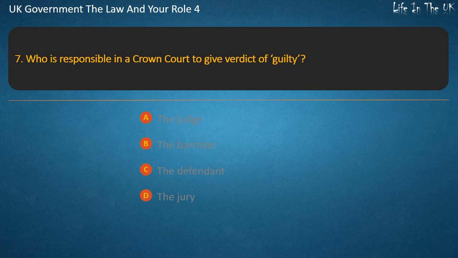Question 7. Who is responsible in a Crown Court to give verdict of guilty? The judge. The barrister. The defendant. The jury. Answer. The jury.